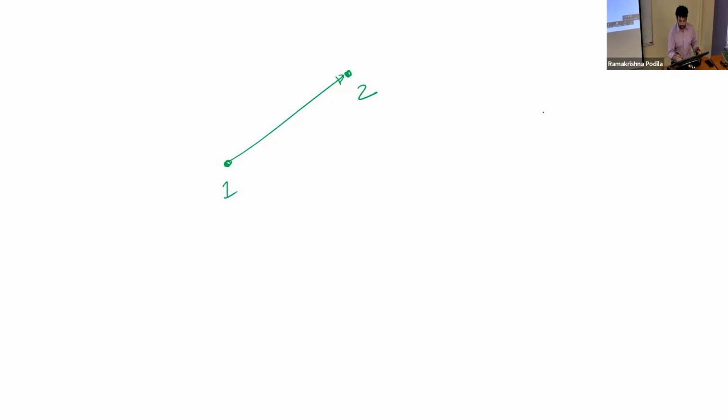What about if you want a straight line on a sphere? What's a straight line on a sphere? How would a straight line look like on a sphere?